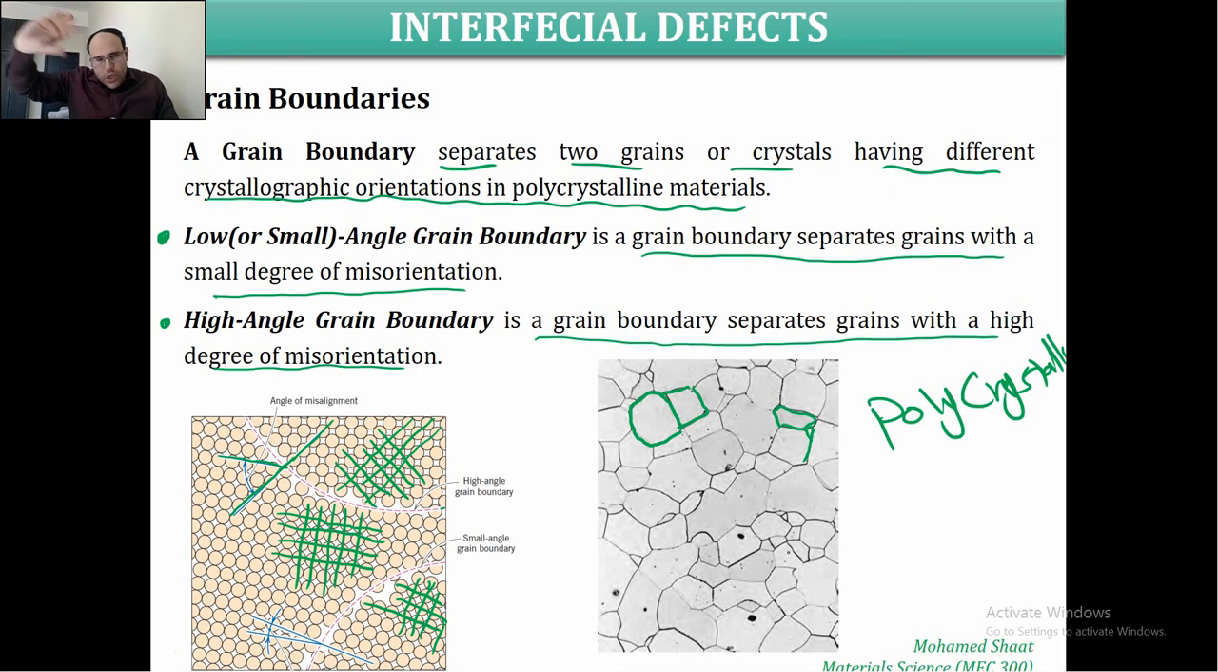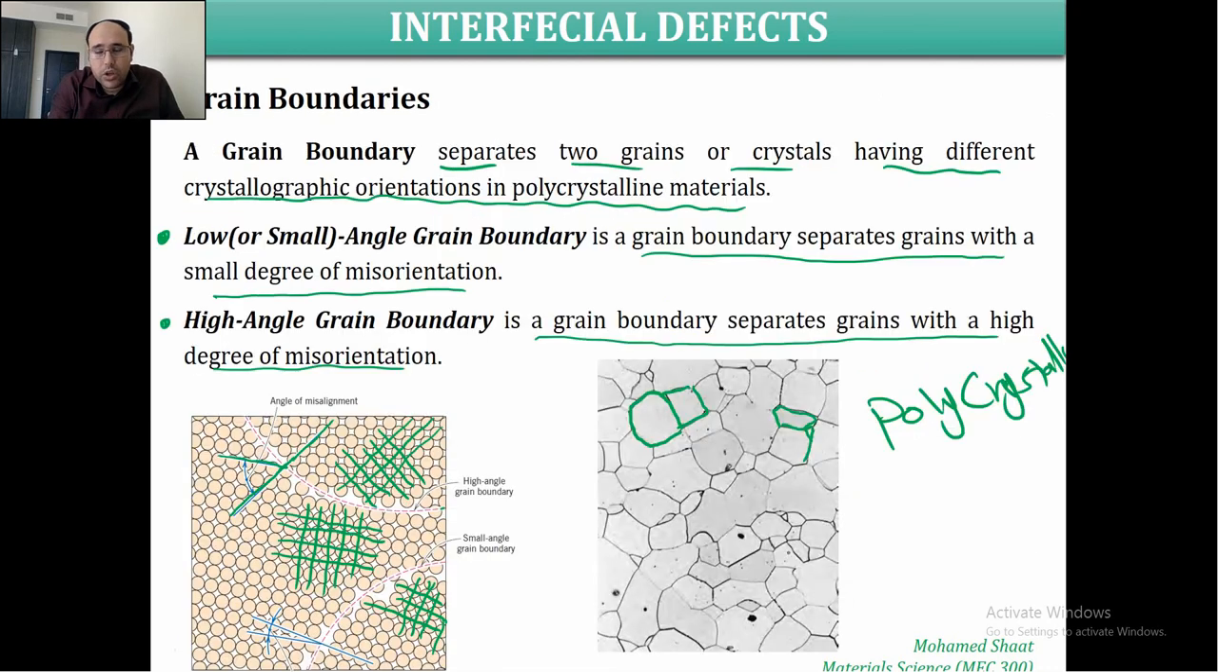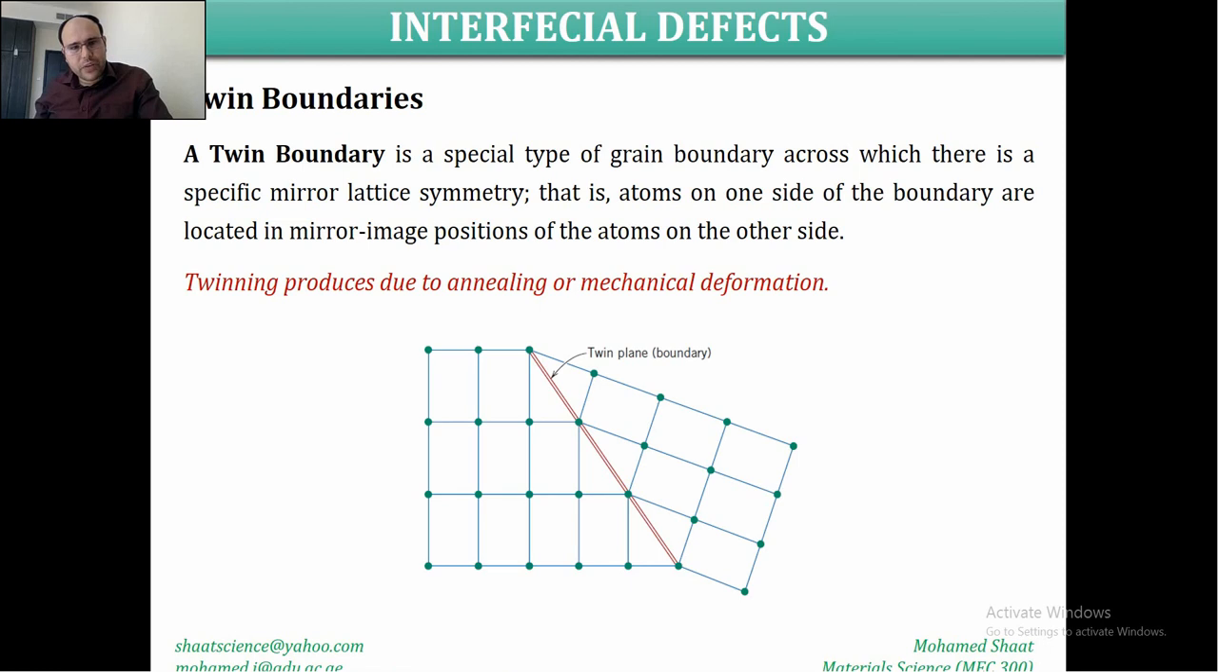In general, they could be low angle grain boundary, high angle grain boundary. There are some special types of grain boundary, which are tilt grain boundary that generates because of edge dislocation, or twist grain boundary generated because of screw dislocation. Also, in case you have two separate grains of two different misorientations, definitely there should be a grain boundary between them. Make sense? The last type of defect that we have here is the twin boundaries.